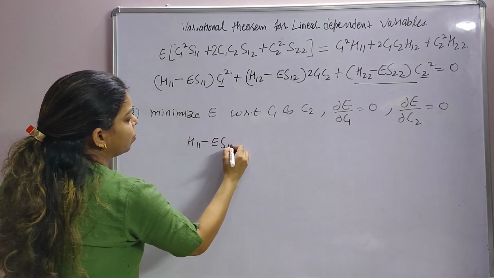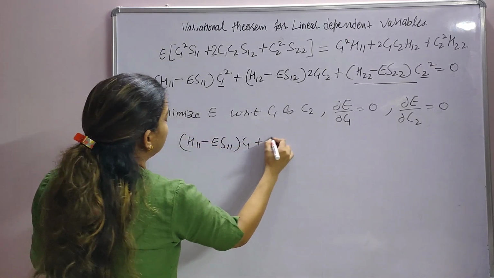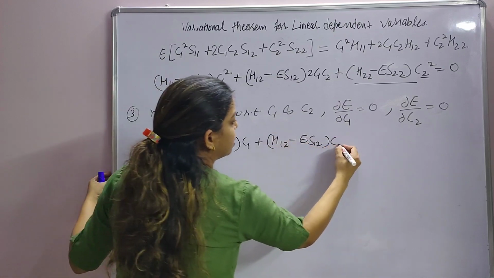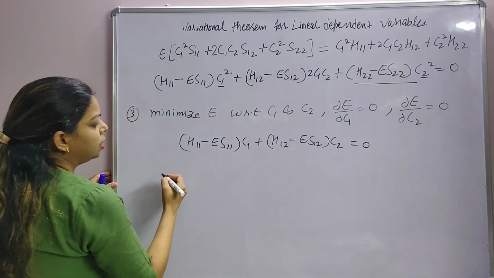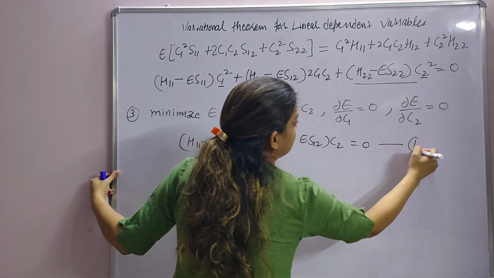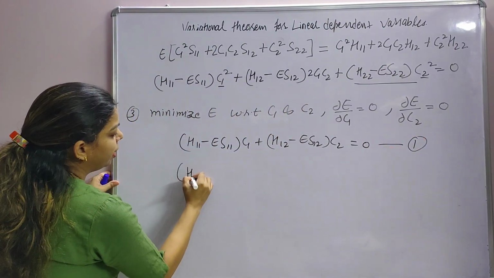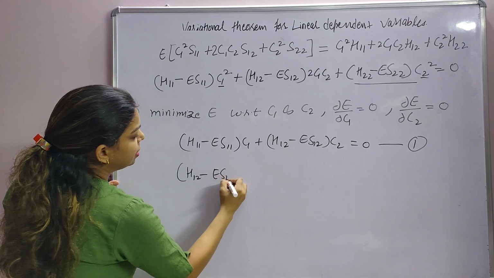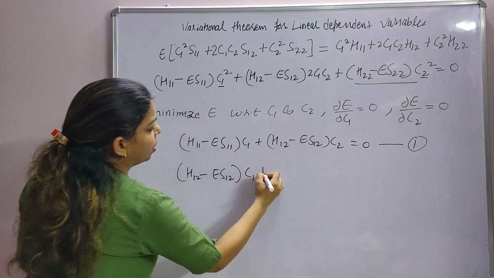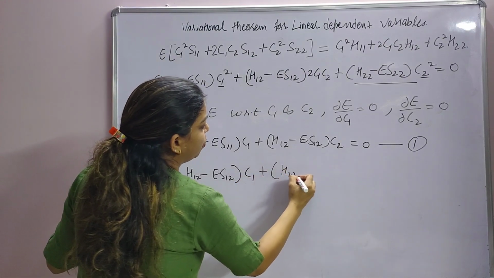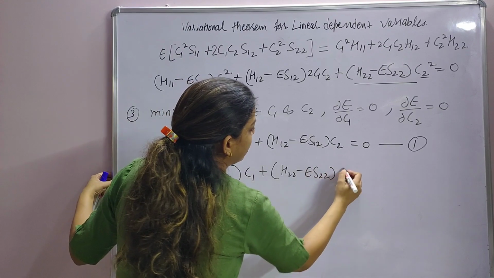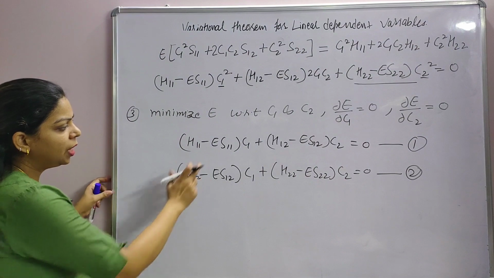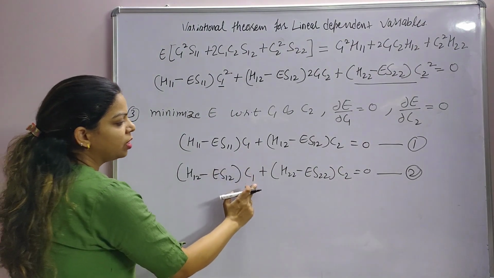H11 minus ES11 C1 plus H12 minus ES12 C2 is equal to 0. Let this be equation 1. Another will be H12 minus ES12 C1 plus H22 minus ES22 C2 is equal to 0. This is equation number 2. So we have two equations and two variables, C1 and C2.